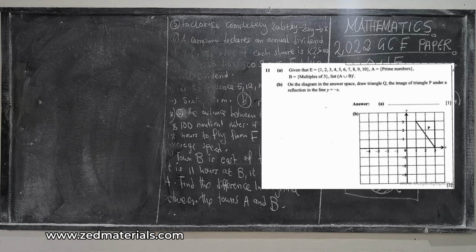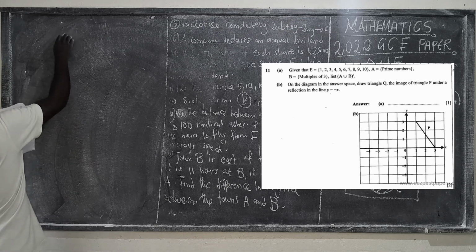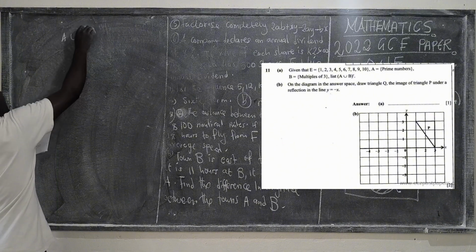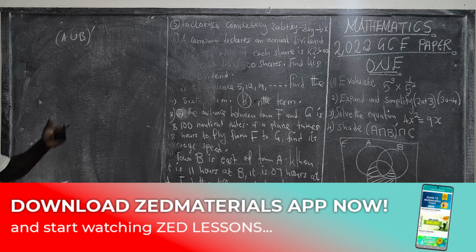The first question says, given that the universal set has the numbers 1, 2, 3 up to 10, A is prime numbers, B is multiples of 3, list (A union B) complement. So they are saying A union B in brackets, complement. When you go to the grade 10 topic, this is the first topic that we explained, which is sets.